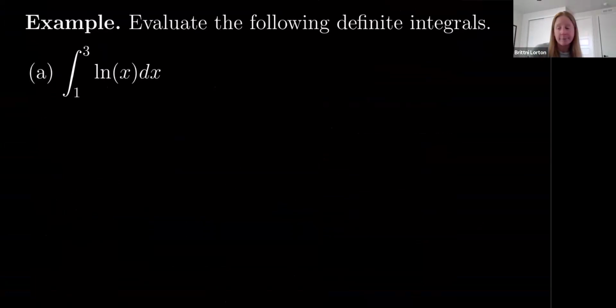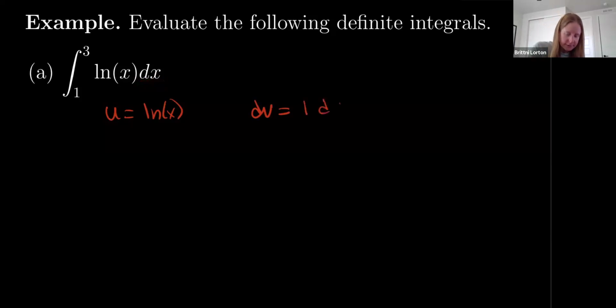You still have to follow LIATE. I have a log. I have no choice. So my u would be ln of x, and dv is the other one. This one's kind of weird. It doesn't feel like there's another one. There is. The other one is dx. That's a 1 times dx. It really is a 1 times dx. And if you think of it that way, the integral will be easier to find. The antiderivative of 1 is just x.